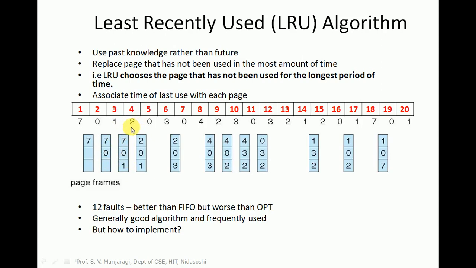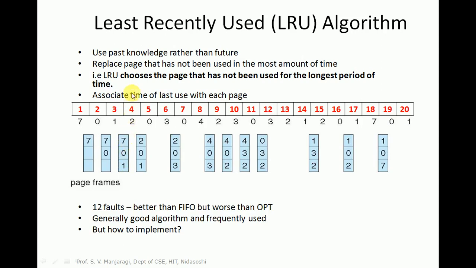Now we'll go to the next page, 2. Check whether 2 is present in the memory. 2 is not present in the memory, so a page fault occurs. It means 2 is there in the disk. We are supposed to bring that page from disk to the memory, but there is no free frame left, so we need to go for replacement. There are 3 pages in the memory, 7, 0, 1. Which page do we need to choose for the replacement?